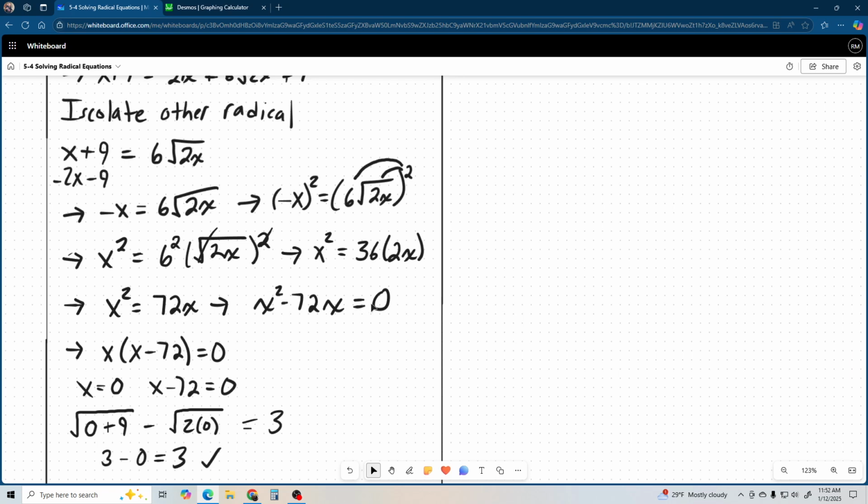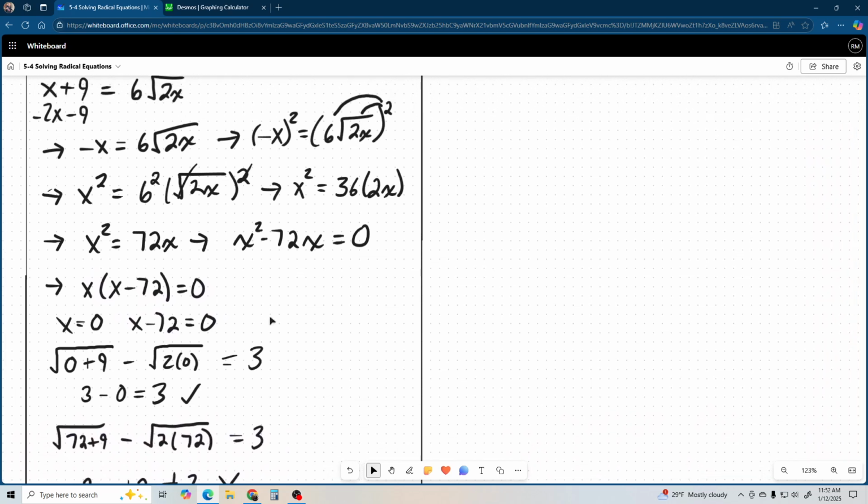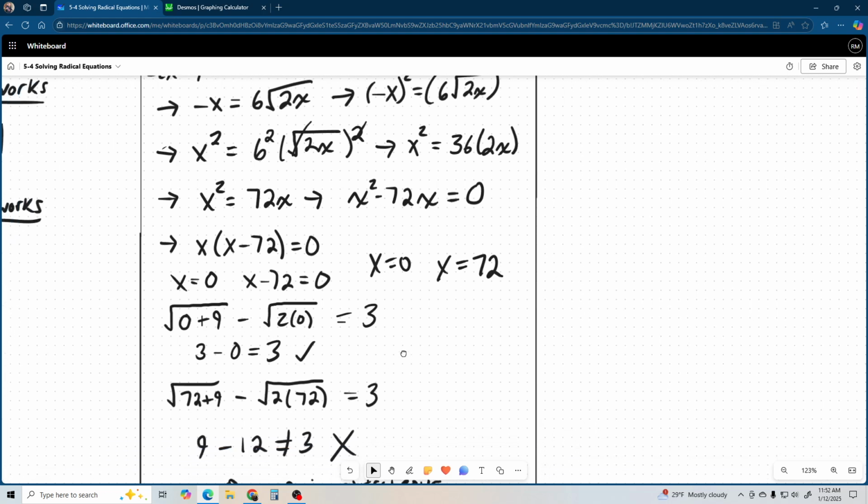We can pull out an x from each of these. Pull out an x from x squared, pull out an x from here, and we'll get x times the quantity x minus 72 equals 0. And so now we know x equals 0 and x minus 72 equals 0, which means x equals 0 and x equals 72. And now we'll plug both of these in down here, okay?